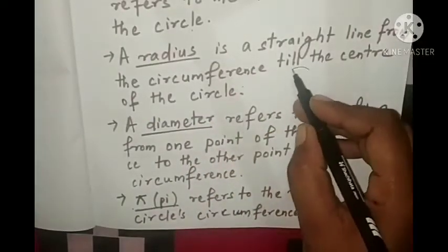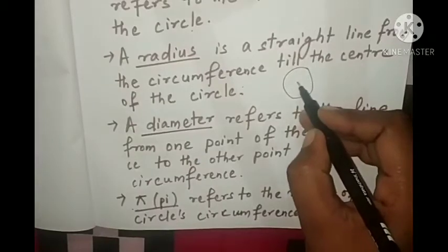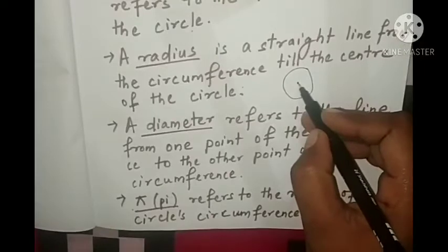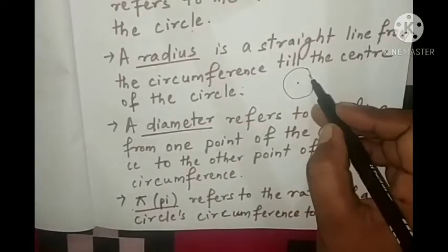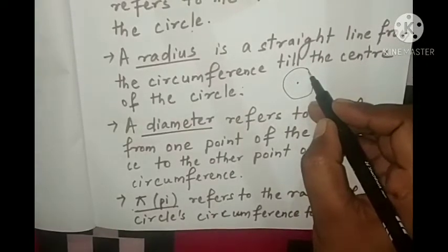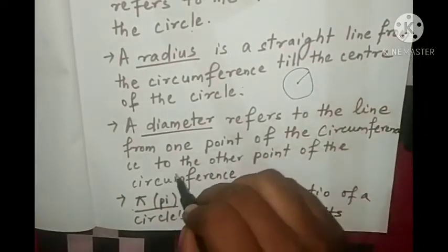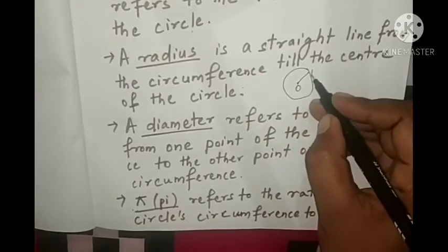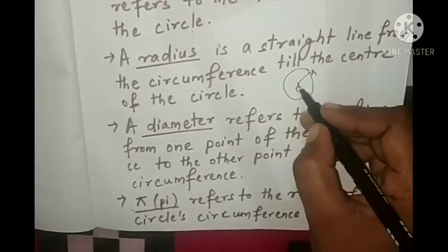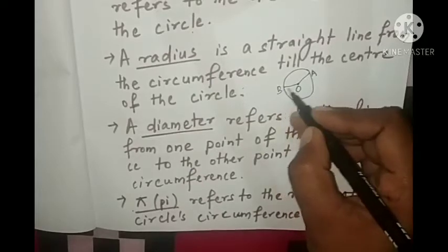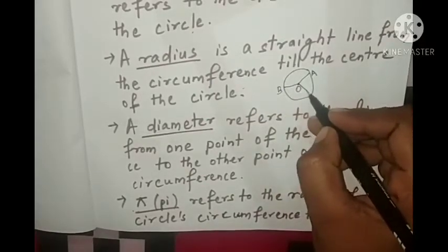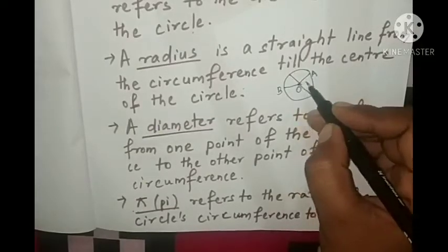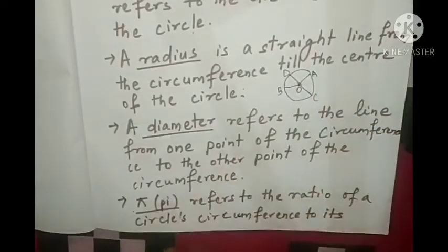Means if you are taking a circle, it is the straight line distance from the circumference till the center. So if I write the center as O, then OA is a radius. If I write this point B, OB is a radius. If I write like this, OC is a radius. If I write like this, OD is a radius.